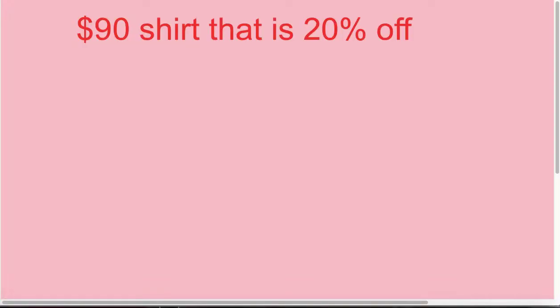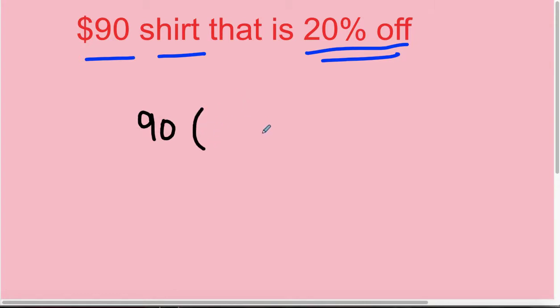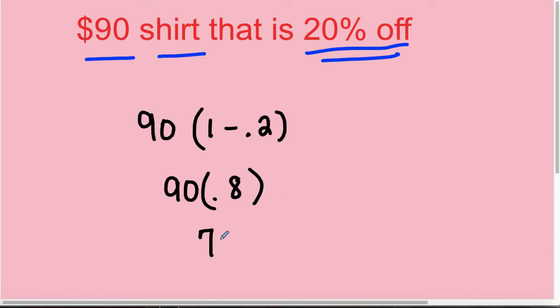All right, let's look at the reverse of that. You want to buy a $90 shirt, but guess what? It's 20% off, so it's been discounted. So I'm going to take that $90. Now, instead of doing 1 plus 0.2, I'm going to do 1 minus 0.2. That basically means that I'm multiplying 90 times 0.8. Now, that means that you're paying 80% of the cost, which is going to give me $72.